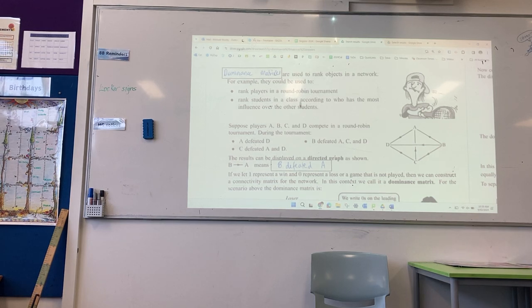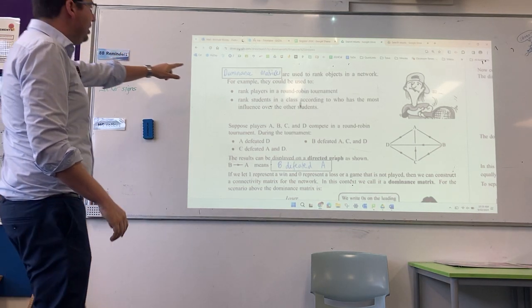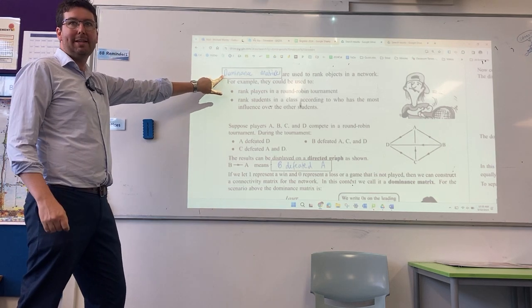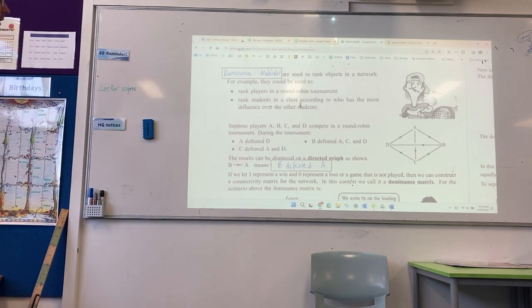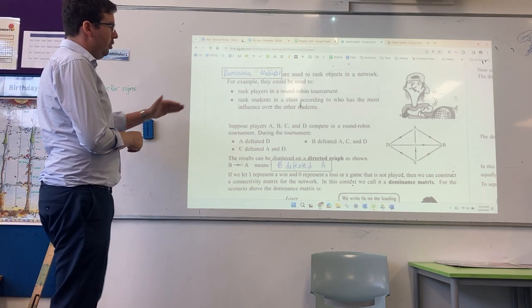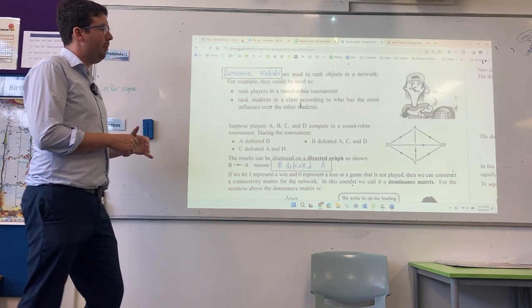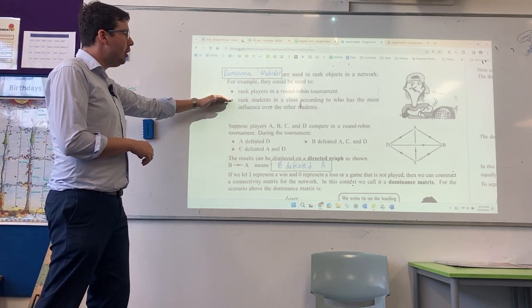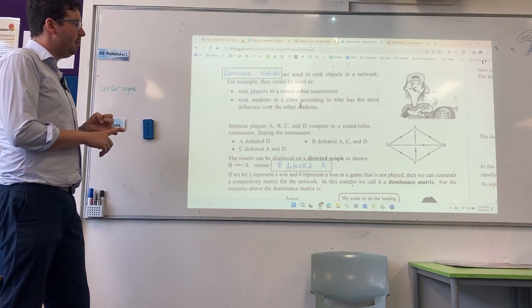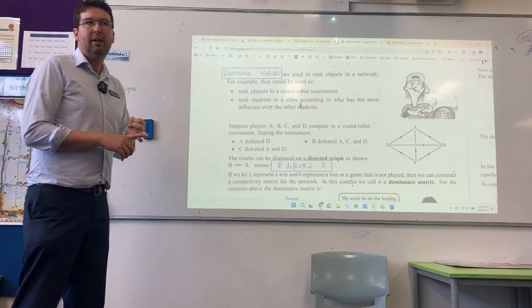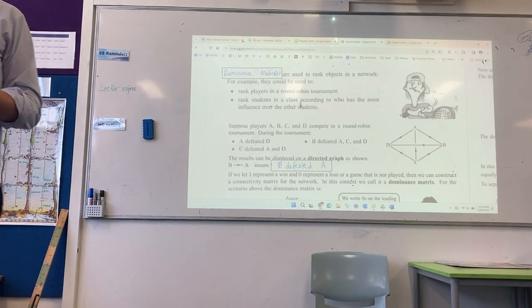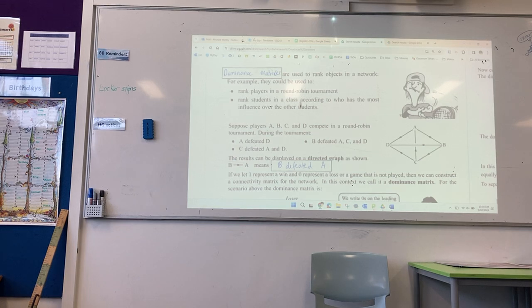So let's fill in the blanks. Dominance matrices, write that down, are used to rank objects in a network. For example, they could be used to rank players in a round-robin tournament, rank students in a class according to who has the most influence, ranking teams in a sporting context.